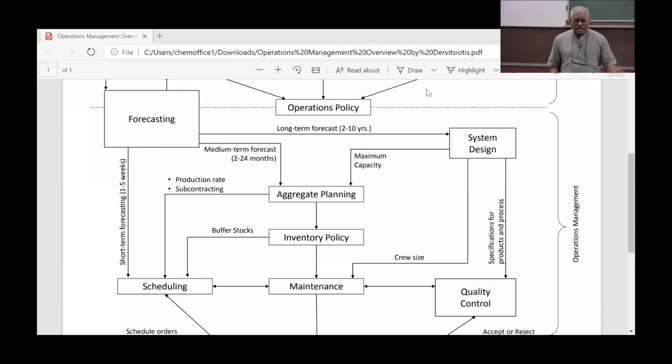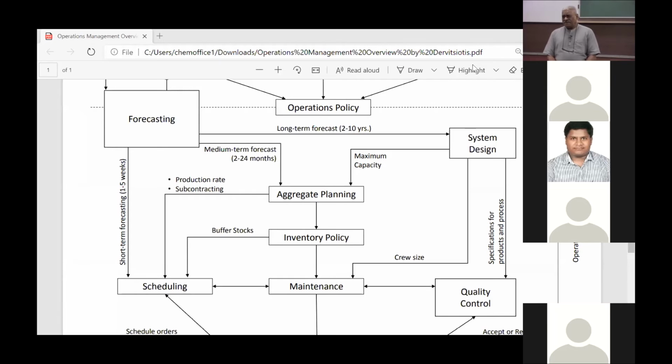You can technically dive wherever you want, but it's such a wonderful field, especially because of the excitement of uncertainty. There's so much to learn. We are looking at some very key aspects like system design. So system design will yield capacity information. That is the arrow you see going from system design to aggregate planning. Have you understood that? Yes, sir. Okay. So the maximum capacity information for a certain period of time.